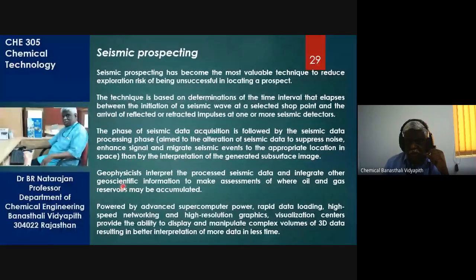And geophysicists interpret the processed seismic data and integrate other geoscientific information to determine where oil and gas may be accumulated. You have supercomputers doing the job, rapid data loading, high-speed networking, high-resolution graphics, visualization centers. They all provide the ability to display and manipulate complex volumes of 3D data, resulting in better interpretation. Right. So these are some of the highlights of the techniques.